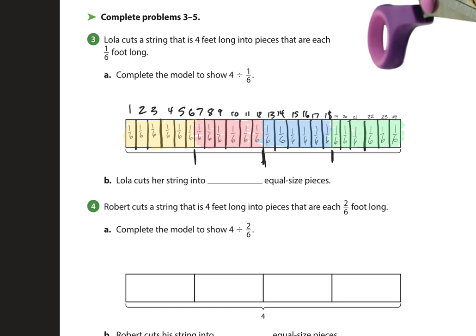You can see that I have divided each of the pieces into 6. Well, there will be 6ths in each one of the pieces, and you can see that labeled here. 6/6 equals 1 piece. 12/6 would equal 2 pieces. The 12 divided by 6 is 2. 3 pieces of string would give me 18/6, and 4 pieces of string would give me 24/6. So Lola cuts her string into 24 equal pieces.